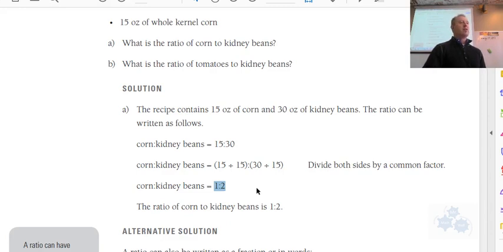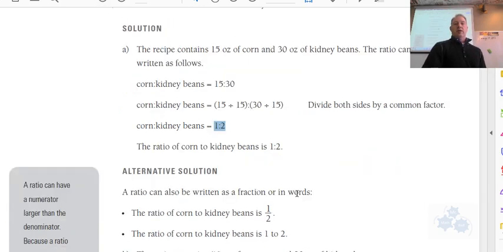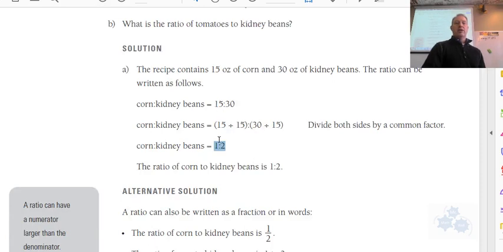Right? 15 to 30 is the same as 1 to 2. All right. Okay, what's another ratio that's equal to 1 to 2? So 15 to 30 is one that's equal to 1 to 2. Can you think of another ratio that's equal to 1 to 2? Anybody? What's another ratio that's the same as 1 to 2, but we use different numbers?